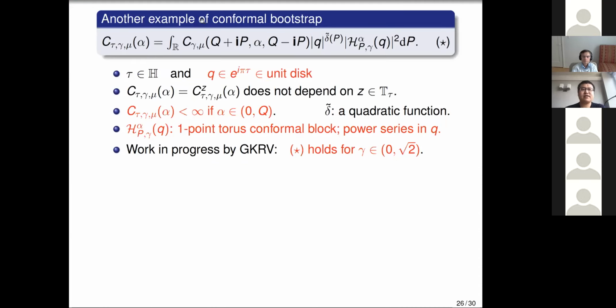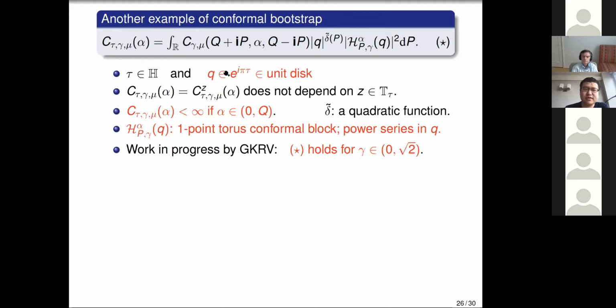Okay, so here is another example of the conformal bootstrap applying to the torus. And here we need to have this torus parameter. And this function H is the so-called one-point torus conformal block. So in the torus case, we only need one alpha to have some correlation functions. So this is the simplest conformal bootstrap equation of the torus.